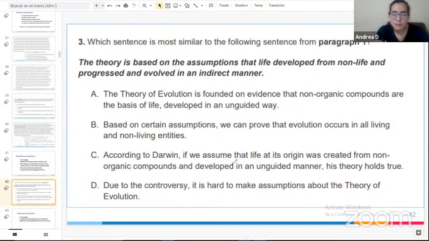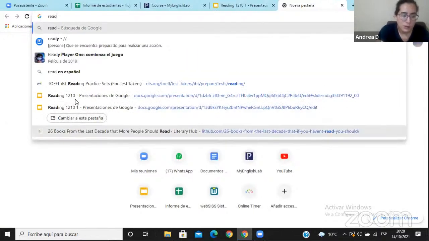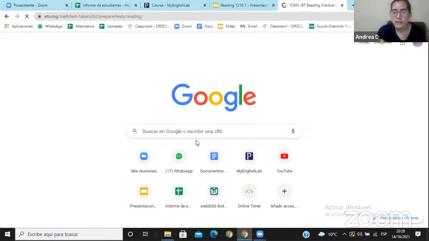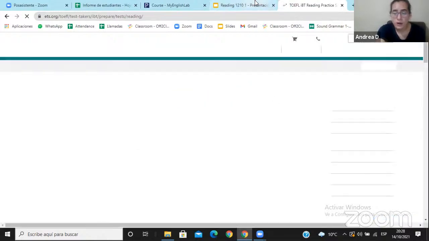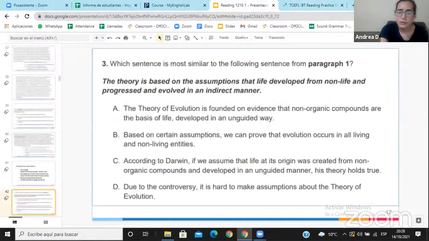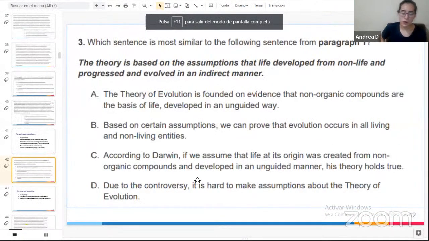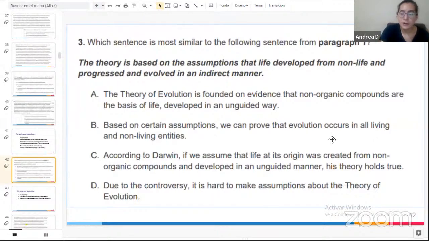I'm not using the same Teotihuacan reading passage because I couldn't find any paraphrase questions in that set. Remember the one that we're using? I didn't find any paraphrase questions. Sometimes you don't have one. So that's why I'm using another set. Okay, but it doesn't matter because you should be able to do it. So read the options, think about it, and let me know.